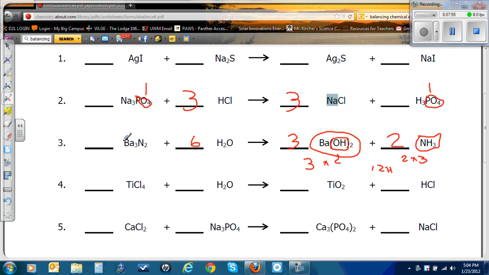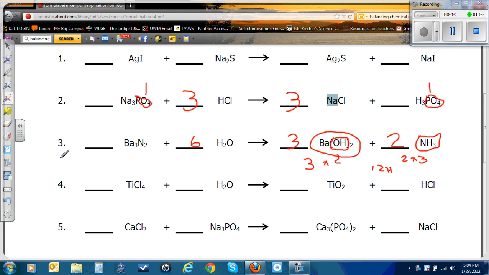Go back out one more time and check everything. 3 barium, 3 barium, 2 nitrogen because of the coefficient, 12 hydrogen, and we went through this, 12 hydrogen, 6 oxygen, and 6 oxygen, so we're balanced.